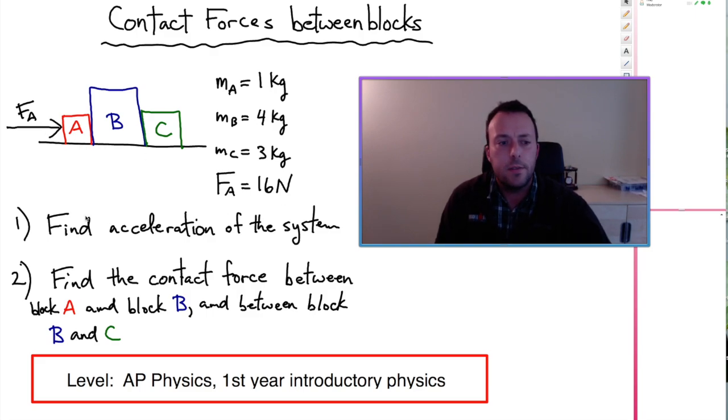We have two questions. First question you have is find the acceleration of the system. So all three blocks are going to accelerate at the same rate. And the second question, which students often have more difficulty with, is find the contact forces between the blocks. So there's a force here between block A and B, and there's also a contact force between blocks B and C. So how do we set up the equations to solve for the contact forces in addition to the acceleration? Okay, let's have a look at how we go about to solve this problem.